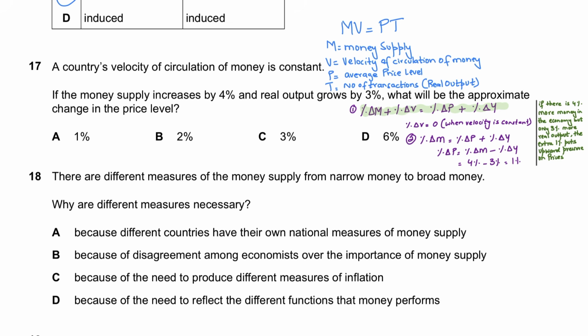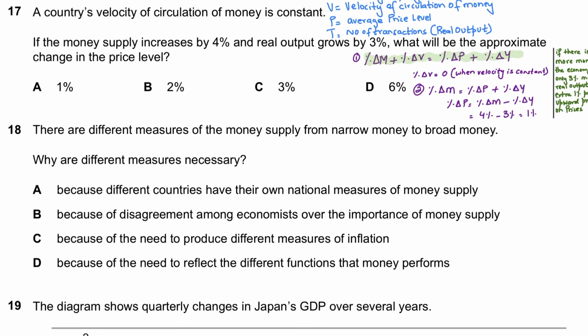As far as question number 18 is concerned, question 18 says there are different measures of money supply ranging from narrow money to broad money. Why are these different measures necessary? So what this question is asking you is, why don't economists have just one measure of money supply?